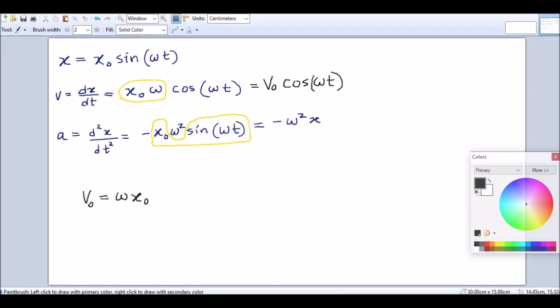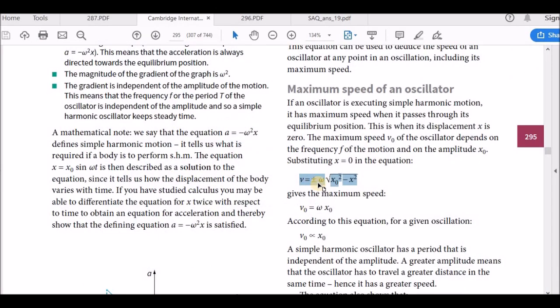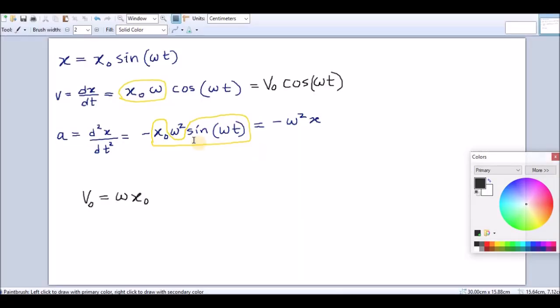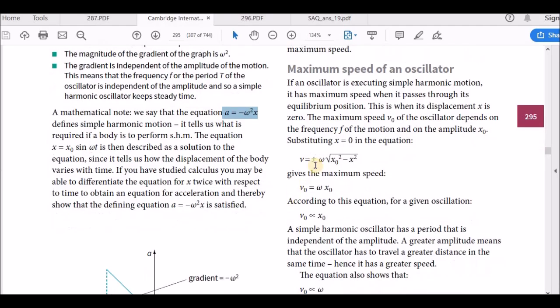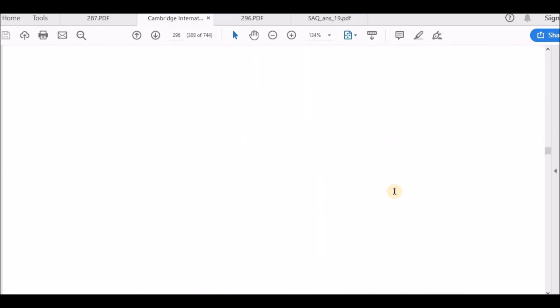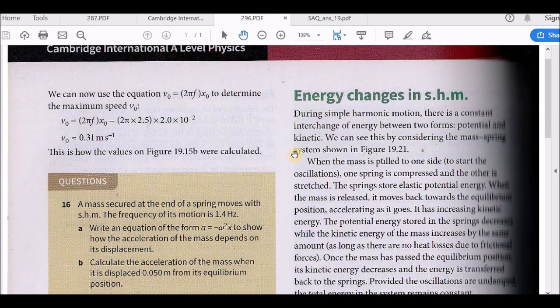Now we saw this equation earlier. Acceleration is minus omega squared x, which is what we have here. So that's it for the derivation. This one I haven't shown. You should memorize this equation. Okay, let's move on then.